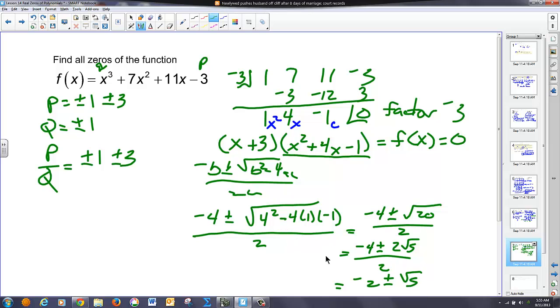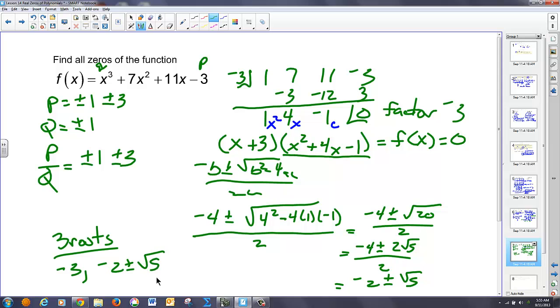So I actually have 3 roots, one of which is rational, and that being at negative 3. And then I have negative 2 plus or minus root 5 as my other 2 roots. However, these are not rational, and the only way you're going to get them is by showing the factored form, having it reduced to a quadratic, and then using the quadratic formula to find those irrational roots.